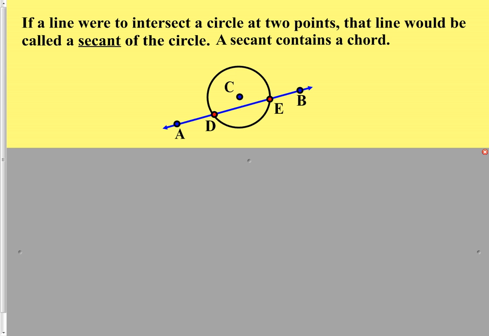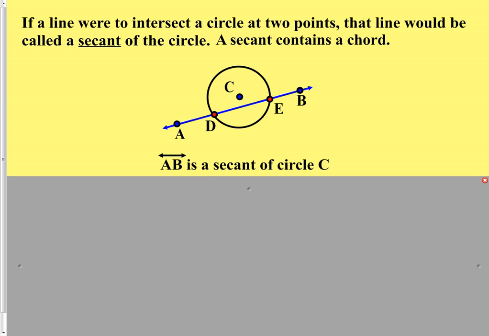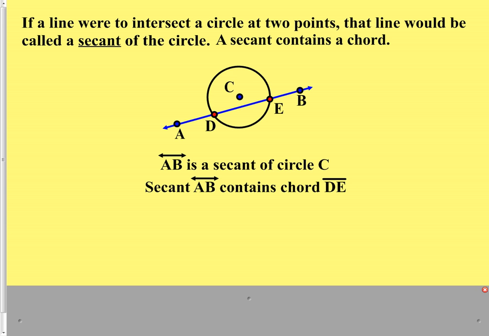Okay, clearly the line AB comes, it hits the circle, it enters into the interior space of the circle, and then hits the circle on the far side and leaves again. Okay, so that is clearly a secant, makes contact with the circle in two different places. So we could very easily say line AB is a secant of circle C, and we could also state that secant AB contains chord DE.